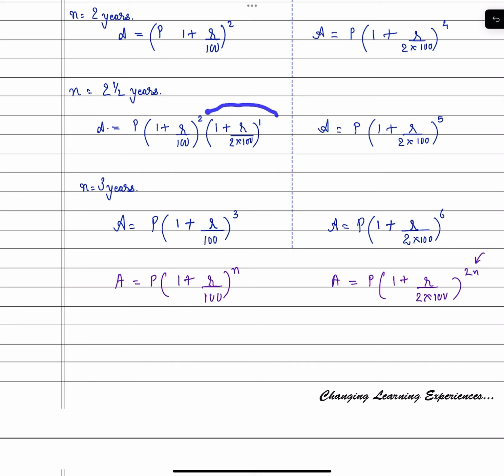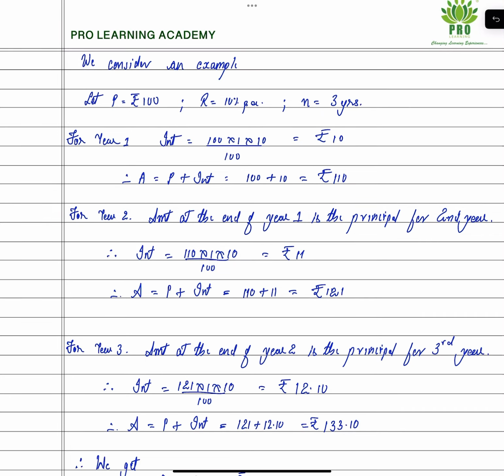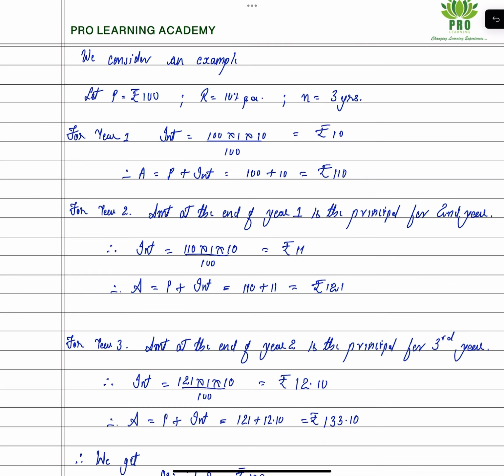This particular computation for 2.5 years, so this is for 2 whole years, and this is the remaining period, which is half the year. So that we'll be able to manage. Now let's consider the connections between the amounts of successive years and compound interest of successive years. Here we have taken a very simple example. My principal is 100 rupees, rate is 10% per annum, and time is 3 years. So we want to compute the compound interest for 3 years.